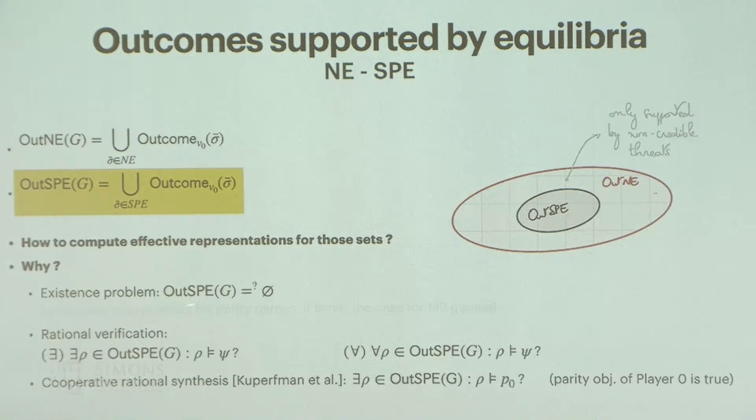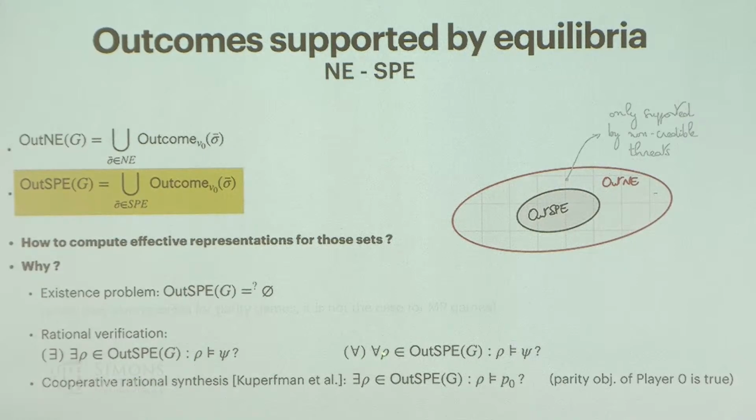So we will see that for parity games, this set is always non-empty. So this will be trivial. But for mean-payoff games, this is not the case. So this question makes sense also. So the existence problem. And then you have what we call rational verification. So you have this set of outcomes that are supported by SPE, and you may ask, does there exist at least one which would enforce some specification, right? And then if it is the case, maybe you want then to instruct the players in the game to behave like the SPE that you have identified.